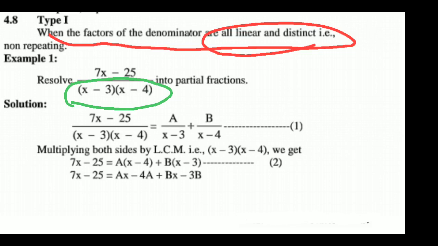If the factors are the same, like x minus 3 and x minus 3, or x minus 3 whole square, then it will be solved by another type of method. So clearly you see here, x minus 3 and x minus 4 are in the denominator, so these two factors are non-repeating factors, therefore you can solve this by type 1.